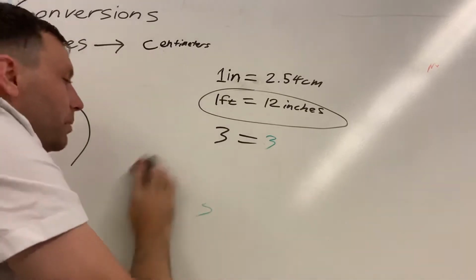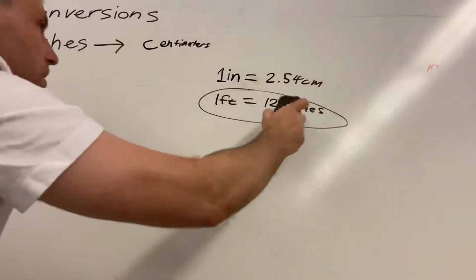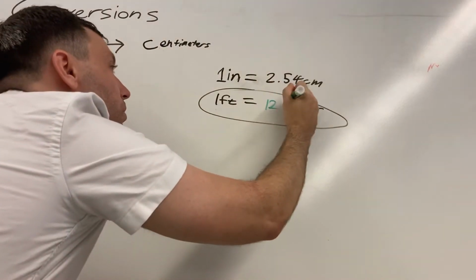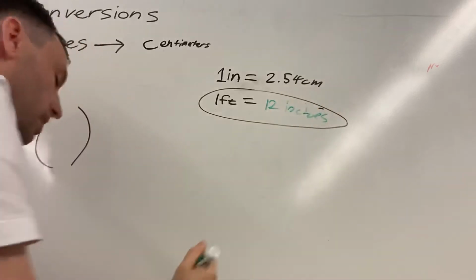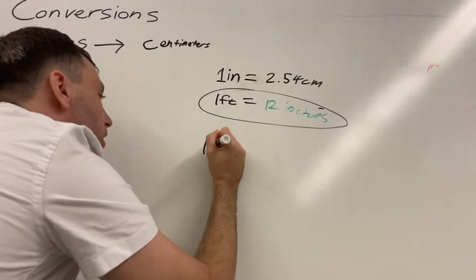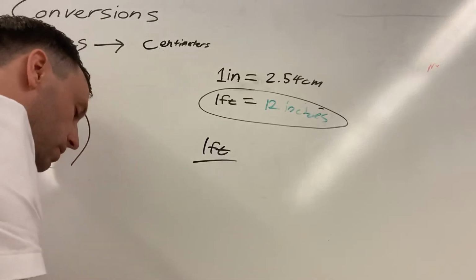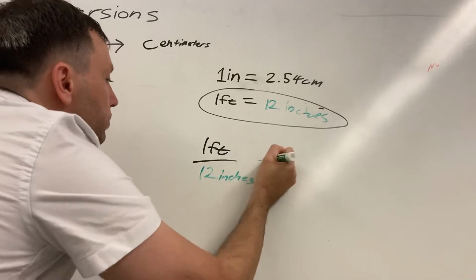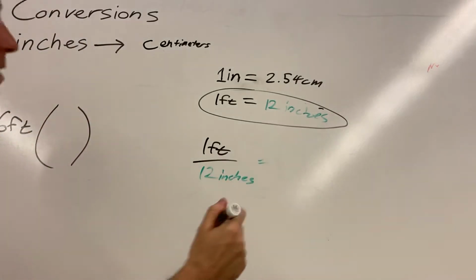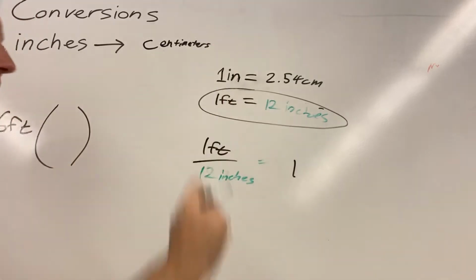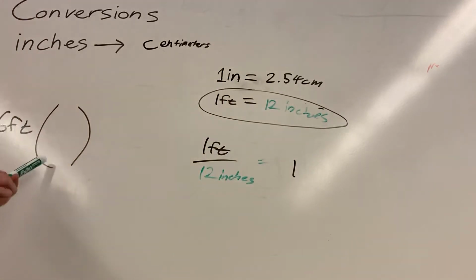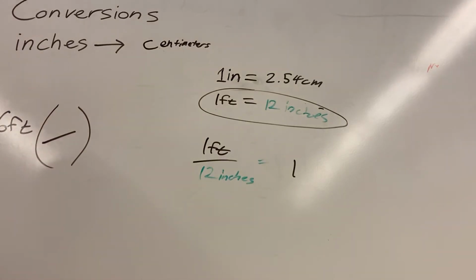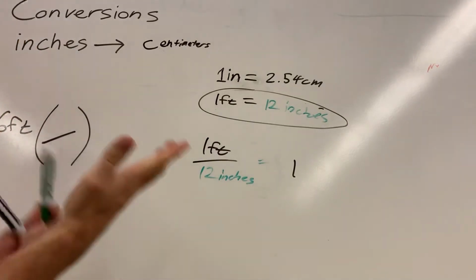So likewise, if we take 12 inches here, and we take 1 foot, and we divide it by 12 inches, what do we get? We get 1, right? Because we know that these are equal because the equal sign is there. So we're going to do the same thing here. We're going to multiply it by 1. And when we multiply something by 1, we get the same thing, right? 6 times 1 is just 6.